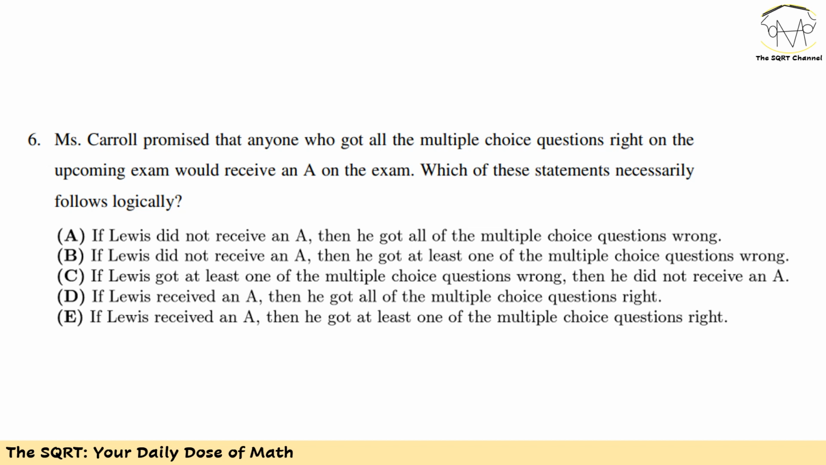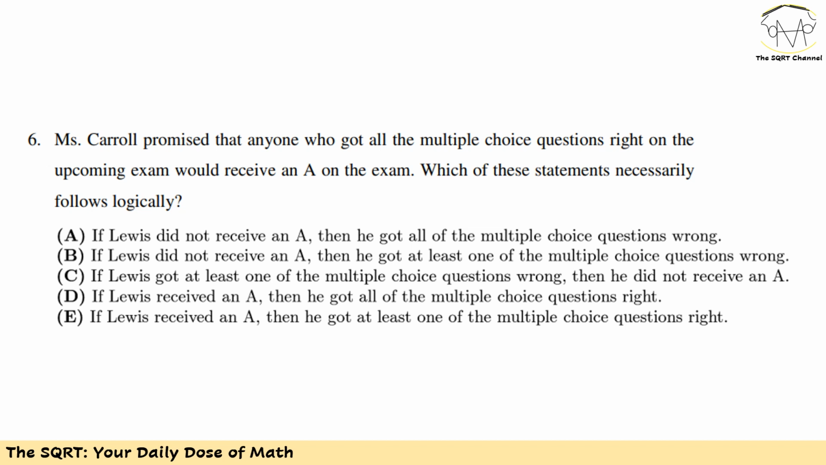Let's start with A. The student did not receive an A, and it says the student is going to have all questions right. I think it's clear that it's not true. All we know is if the student gets all the questions right, he will get an A. But it doesn't say that if the student didn't receive an A, what was the condition. So let's move to B. It says if the student did not receive an A, then he got at least one multiple choice question wrong. That's correct.